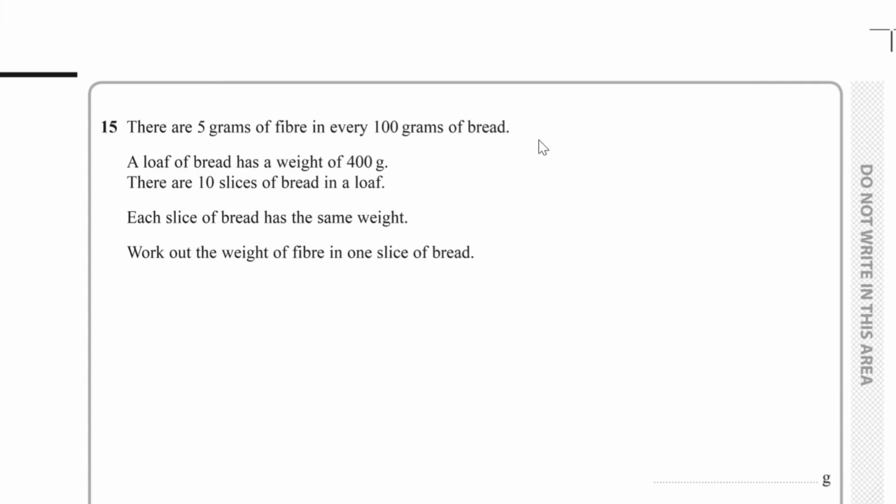Question number 15. There are 5 grams of fibre in every 100 grams of bread. A loaf of bread has a weight of 400 grams. There are 10 slices of bread in a loaf. Each bread slice has the same weight. We have to work out the weight of fibre in one slice of bread. Well, a loaf of bread has a weight of 400 grams and there are 10 slices in a loaf. So if 10 slices have a weight of 400 grams, that would mean one slice would have a weight of 40 grams.